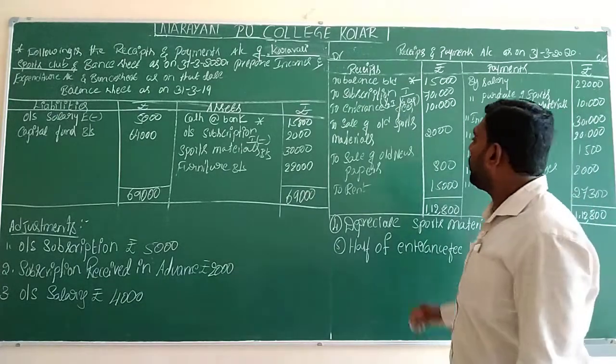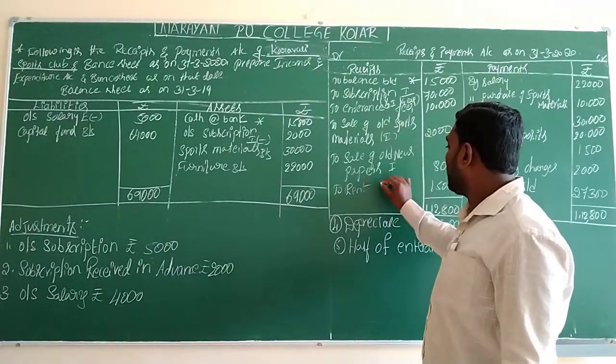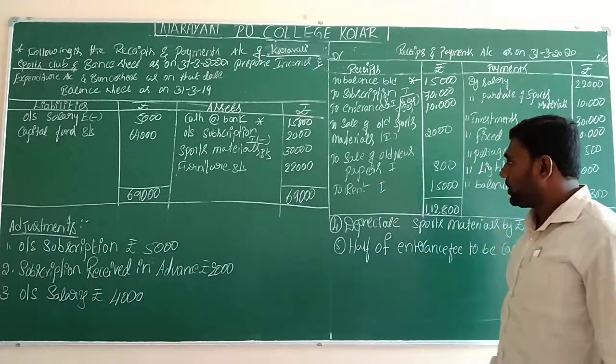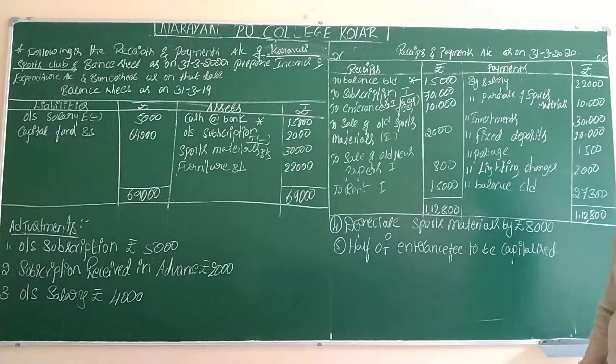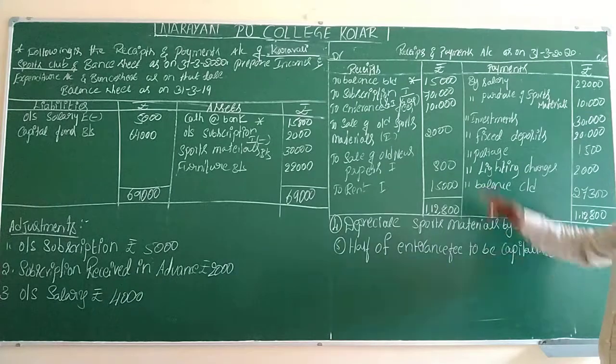Next, the sale of old sports materials, income. Sale of old newspaper, income, right? Income. So these are all the incomes. Receipts and rent is given as income, payments and rent is given as expenses. So that we have to consider.